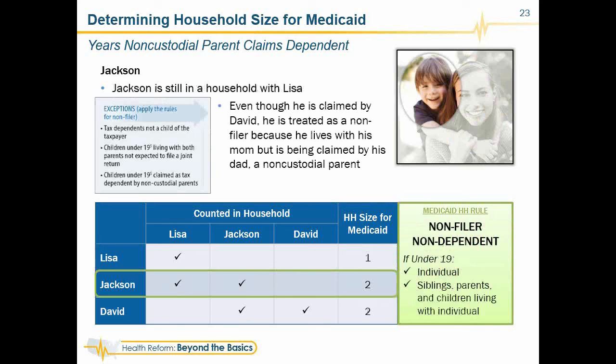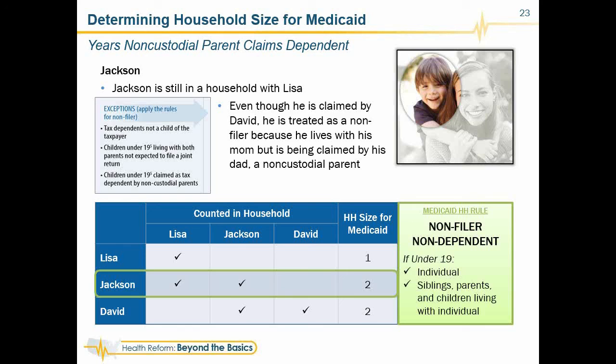In the years that David is claiming him, let's figure out what Jackson's household size is for Medicaid purposes. In this case, we're going to look at him as a tax dependent, but then we're going to look down to the exceptions under a tax dependent. If you look down to the 3rd bullet, there's an exception for children who are under 19 who are claimed as a tax dependent by non-custodial parents. There's an exception just for this kind of case. And under that exception, it says to apply the rules for a non-filer.